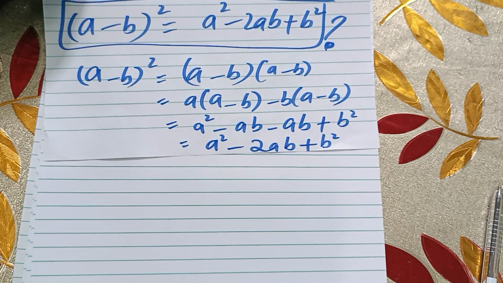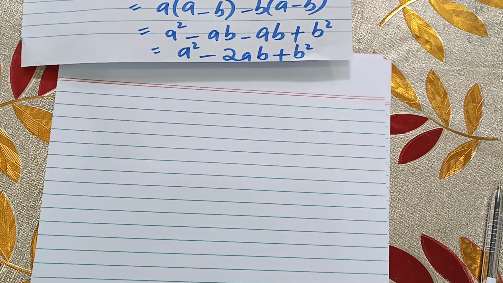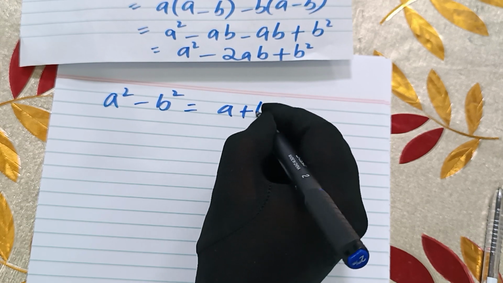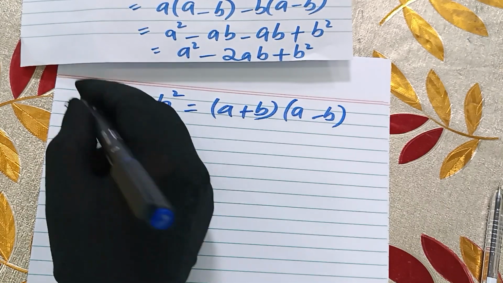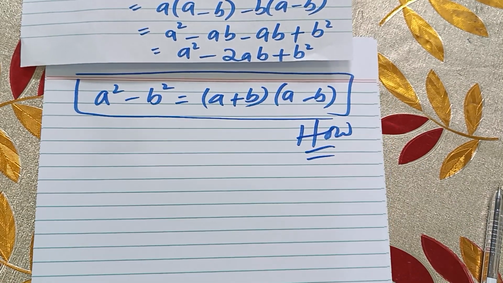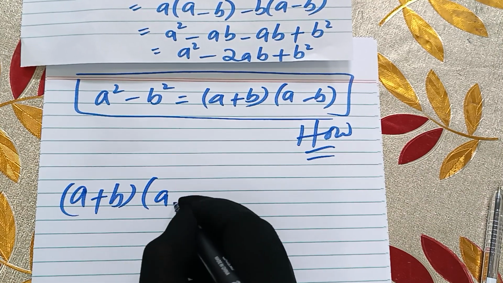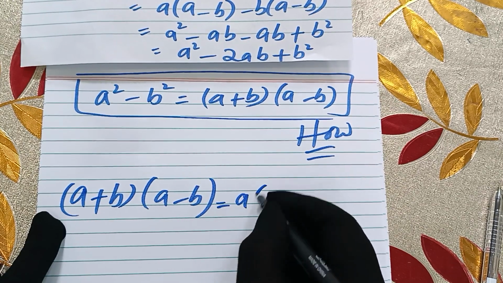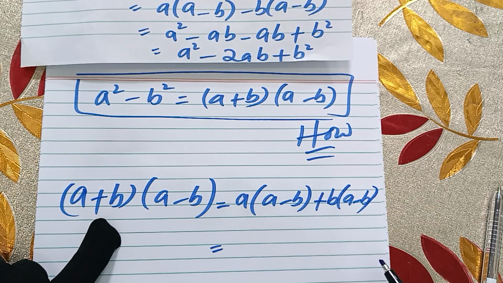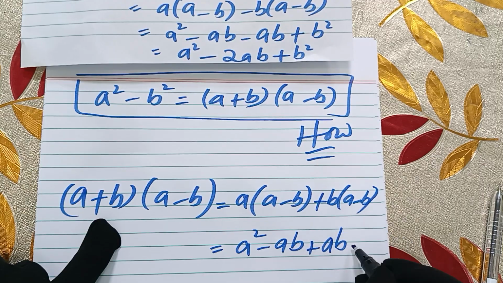It's done. And the third very common identity, which you have already done in class 7 also, is that a square minus b square is equal to a plus b times a minus b. This is also an identity. Again, how? We take these two terms and multiply a plus b and a minus b. A times a minus b, then plus b times a minus b. Open the brackets: a square minus ab, then plus ab and minus b square.